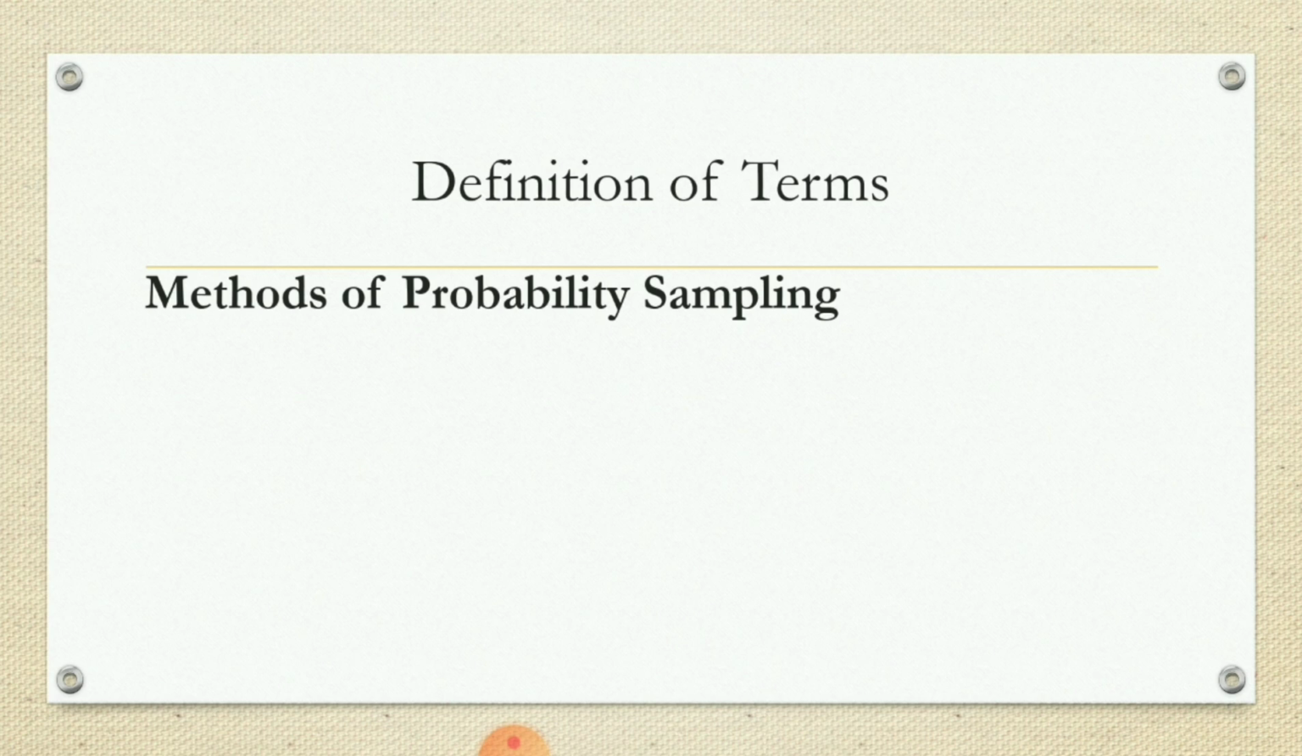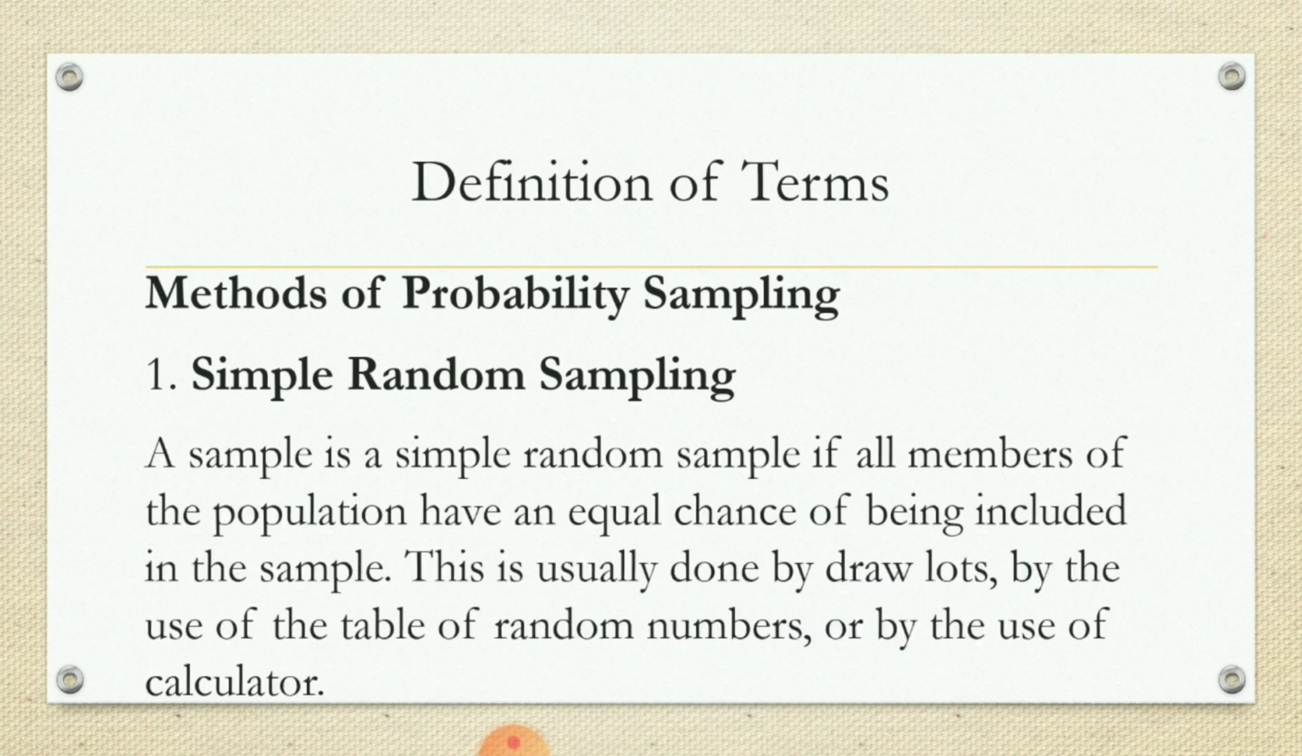Then we have the methods of probability sampling. First is simple random sampling. A sample is a simple random sample if all members of the population have an equal chance of being included in the sample. This is usually done by draw lots, by the use of the table of random numbers, or by the use of a calculator.